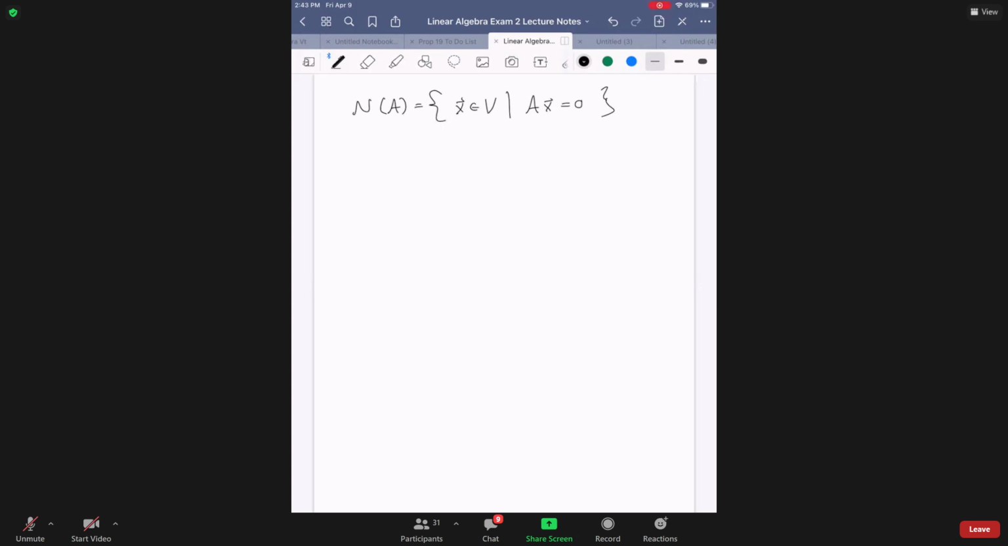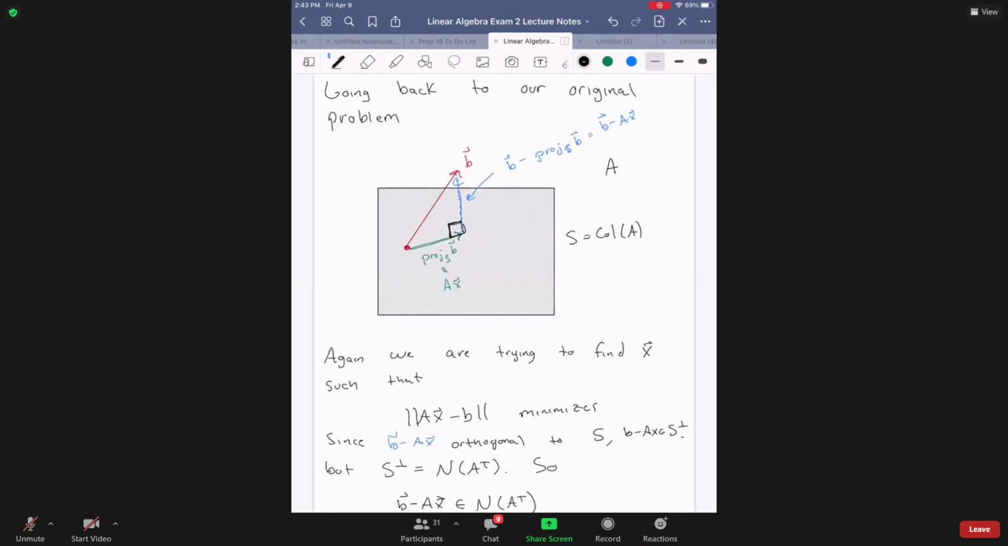Yeah, for sure. I was just trying to write this. So recall this. If B minus AX is in the null space of A transpose, then what should we get when we multiply A transpose like this?